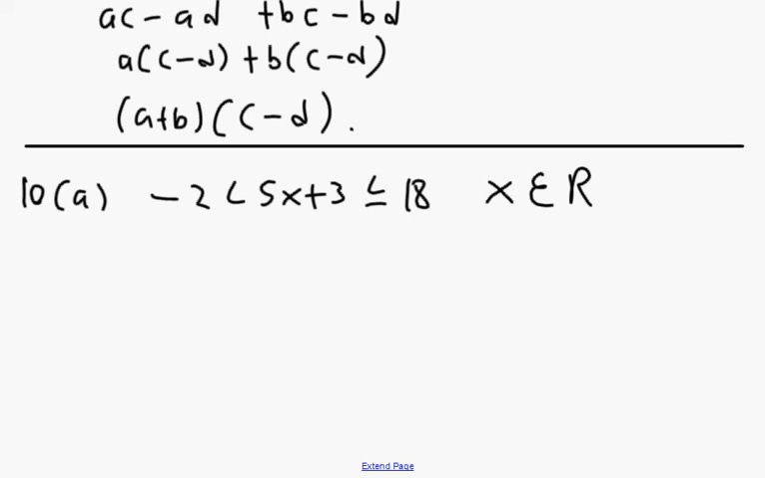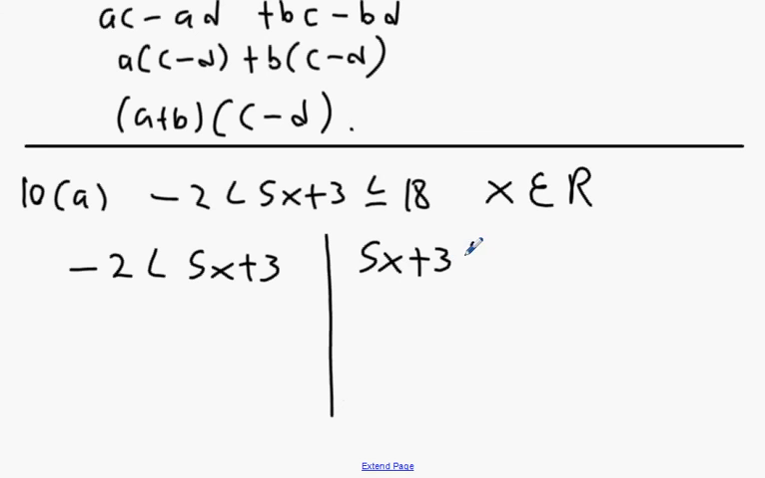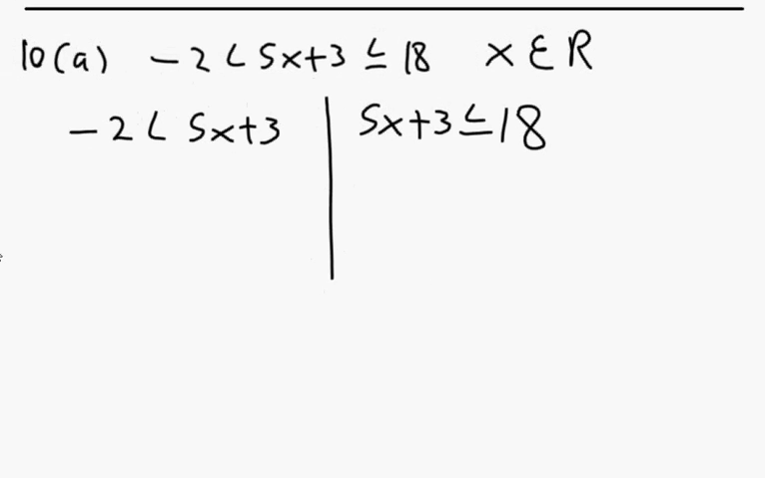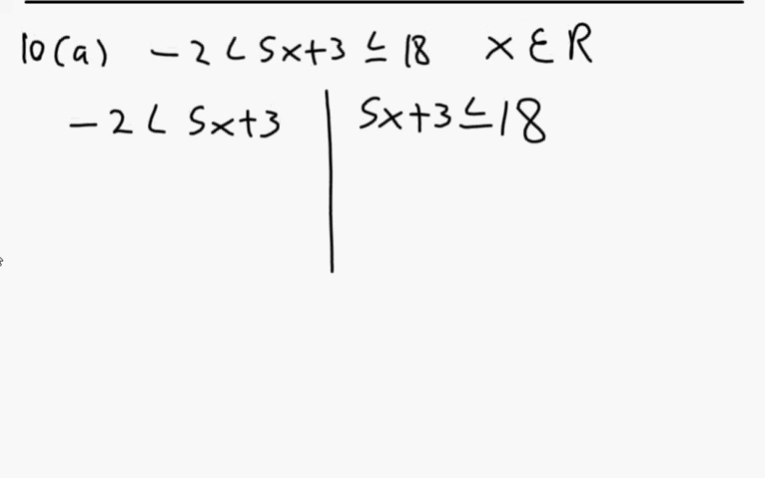Okay? You break it up into two distinct parts. The first part is minus 2 less than 5x plus 3. And then the second part is 5x plus 3 less than or equal to 18. Okay. What do you know about the rules of inequalities? What am I allowed to do? I need to get x on its own, so how am I going to go about doing that?